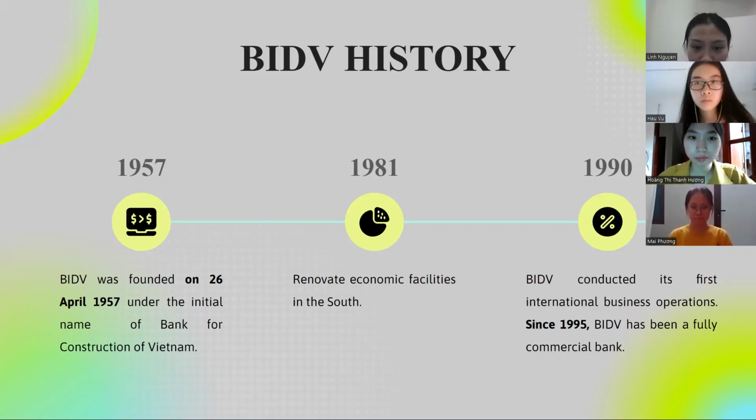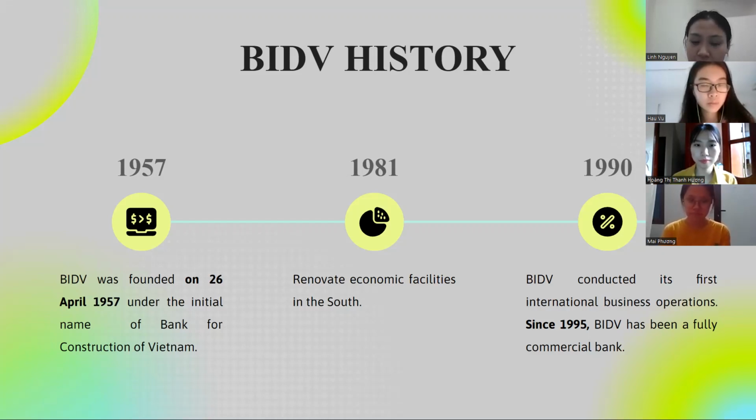BIDV then, in 1990, conducts its first international business operation by partnering with foreign financial institutions to establish joint venture. BIDV's foreign business operation cover finance, banking, insurance, and security. BIDV has transformed into a commercial bank since then, integrating into the international financial market.